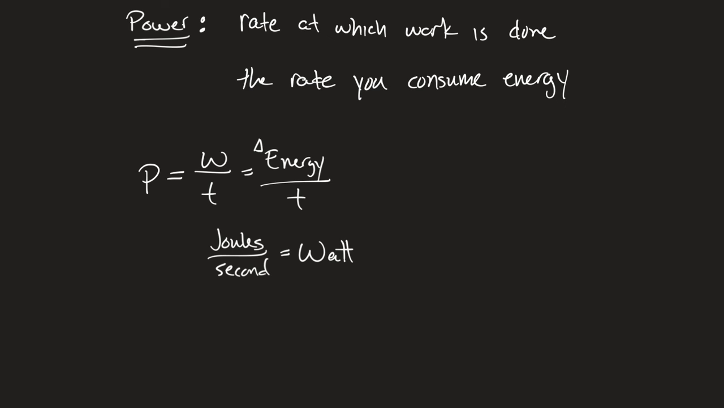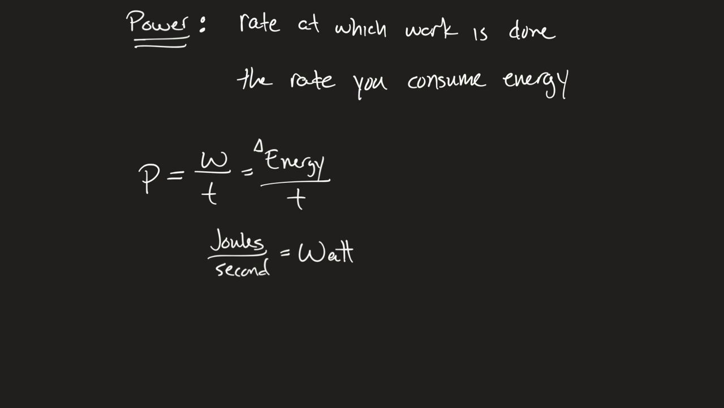A 100-watt light bulb consumes 100 joules of energy every second. That's what it means when you say something's wattage. If you have a 1,000-watt microwave, it uses 1,000 joules of energy every second. That's what that wattage means. So it applies to electricity. It applies to physical work. Generally, it's how fast you do work.